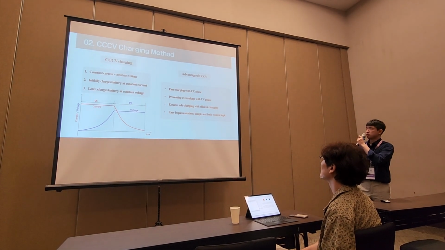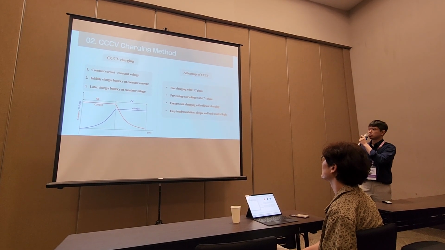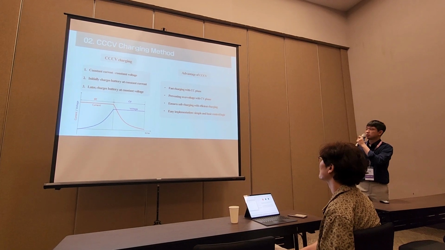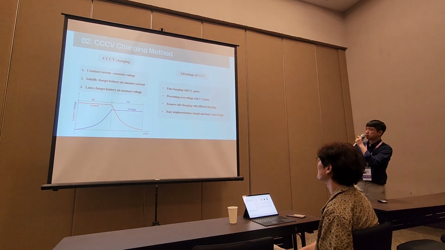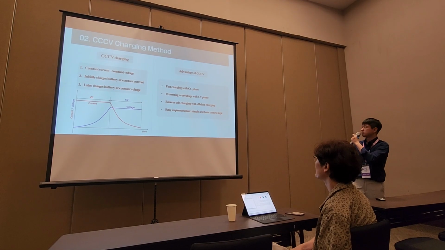In this section, I'll explain what CC-CV charging is. CC-CV means constant current and constant voltage. It initially charges the battery at constant current, and then later it charges the battery at constant voltage.